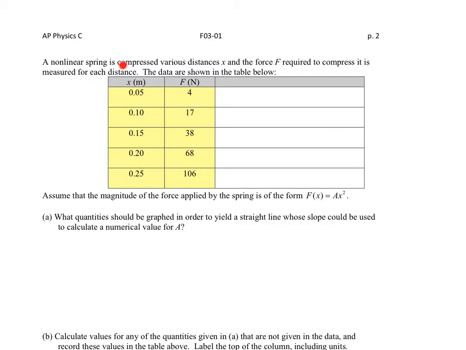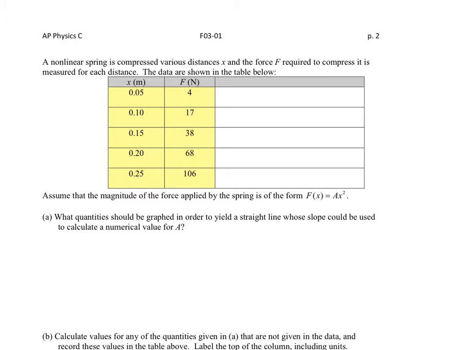A non-linear spring is compressed various distances x, and the force F required to compress it is measured for each distance. The data are shown in the table below, a table of x versus F. Assume the magnitude of the force applied by the spring is of the form f of x equals ax squared.